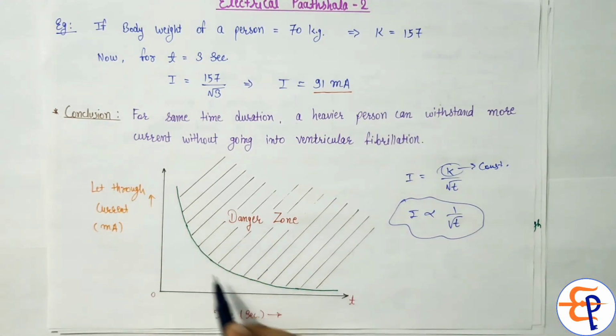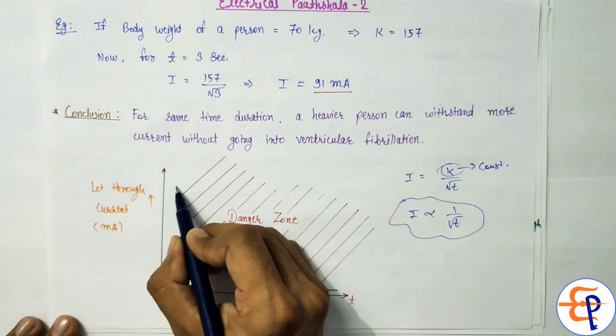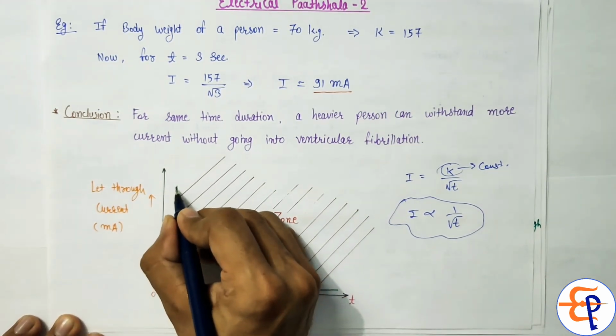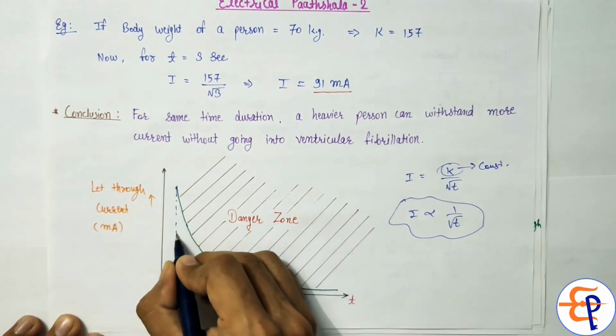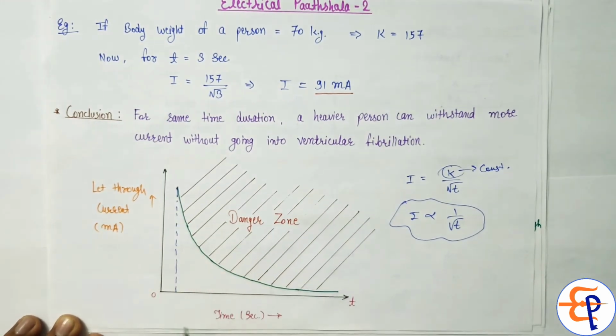Now guys, this graph tells us that if the current is of very large amount, then it can pass only for a few seconds, for a small time duration, and if the current is of small magnitude, then it can pass for a larger duration.